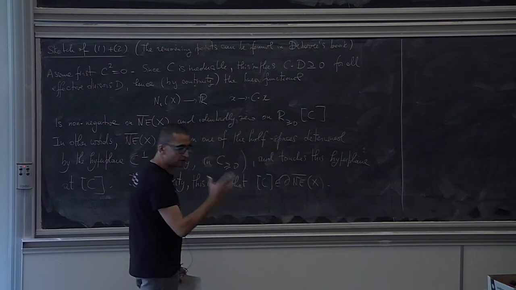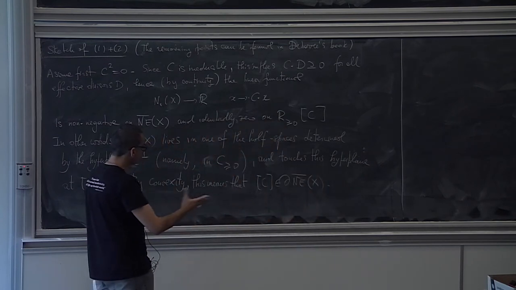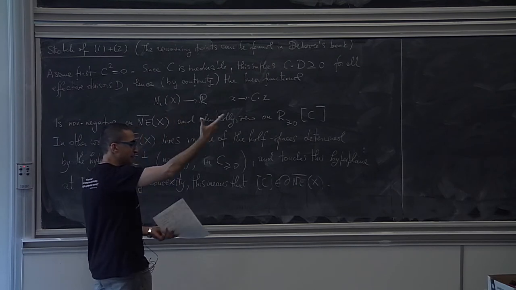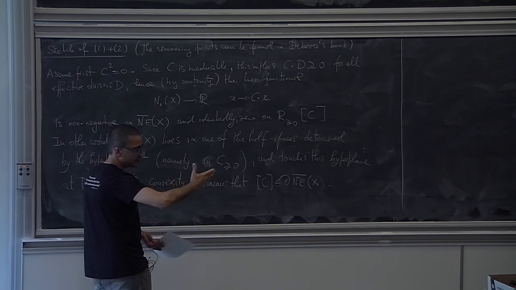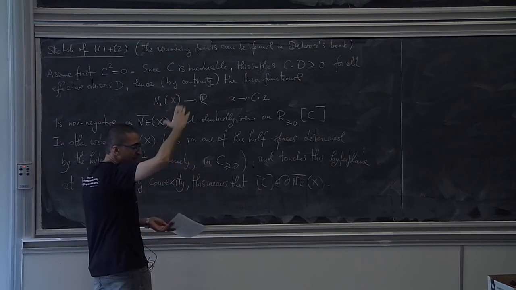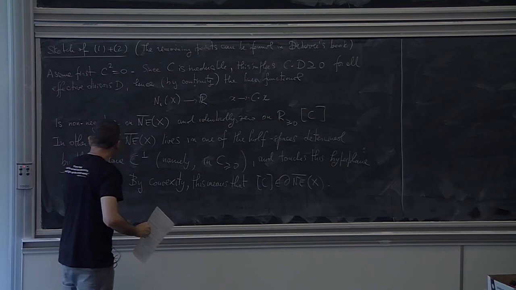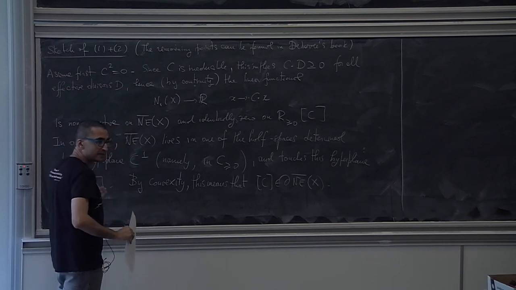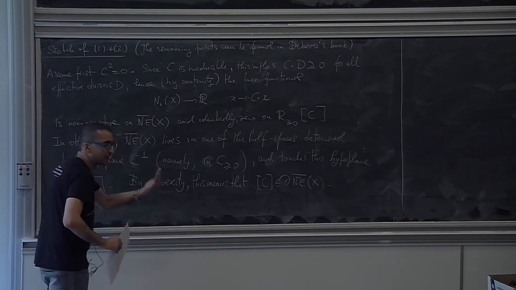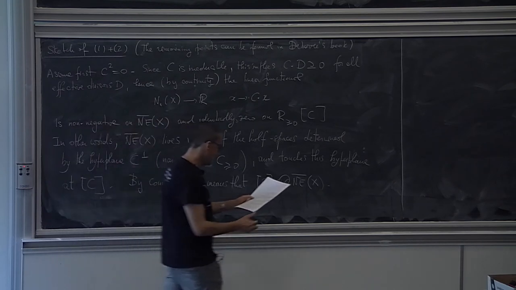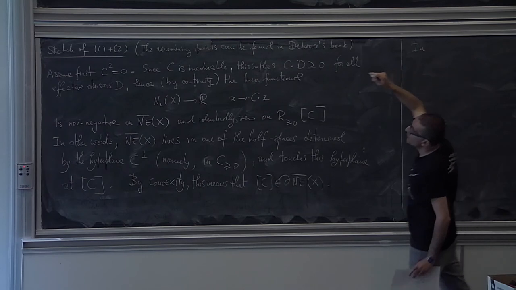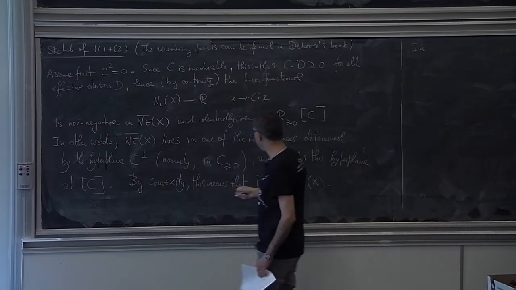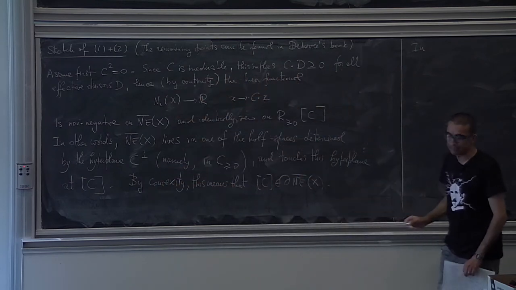You have a closed convex cone that lives in a half space and touches the hyperplane, which is determining this half space, in one point. This means that by convexity, these points must be on the boundary. So when C squared is zero, we found that this lives in the boundary.